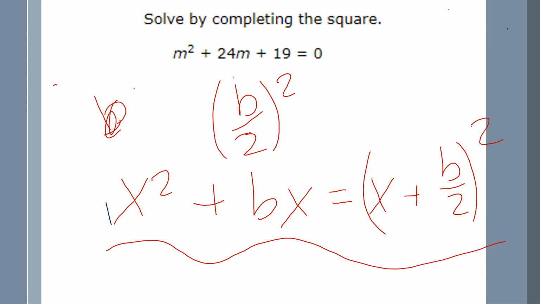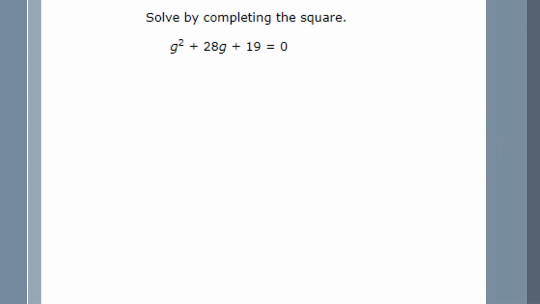So essentially, that's all you have to do. I may even question you on this notation about completing the square. So I want you to try this problem on your own.